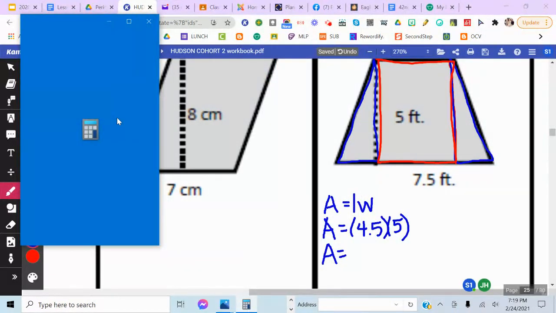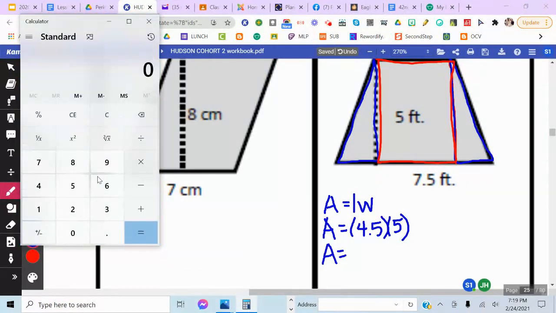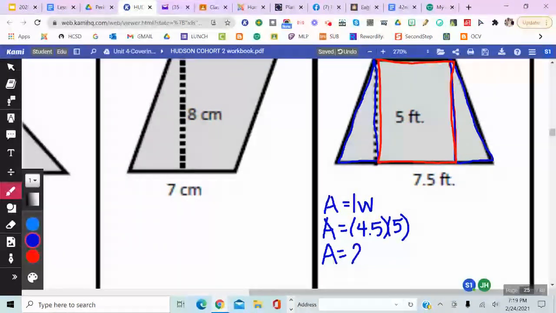Get a minute to load. All right, so 4.5 times 5, 22.5. So 22.5, and don't forget your units, feet squared. And I like to write it in here just to keep it in another spot.